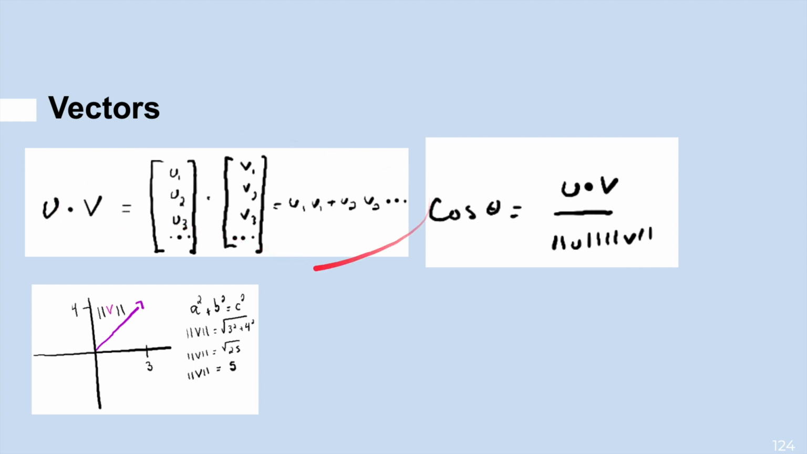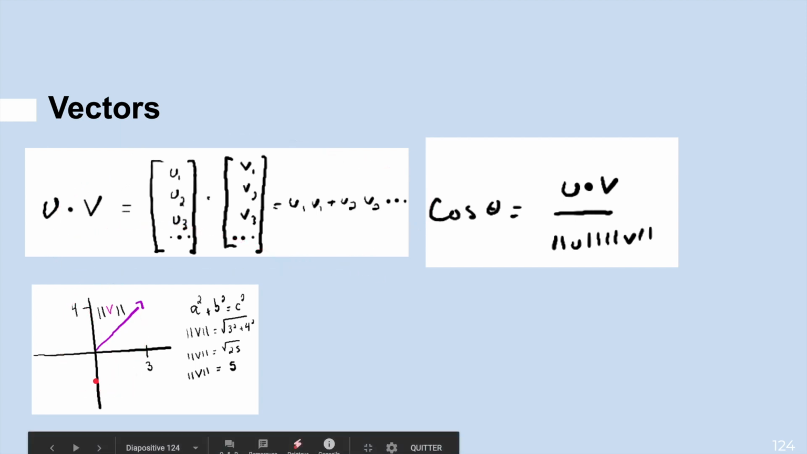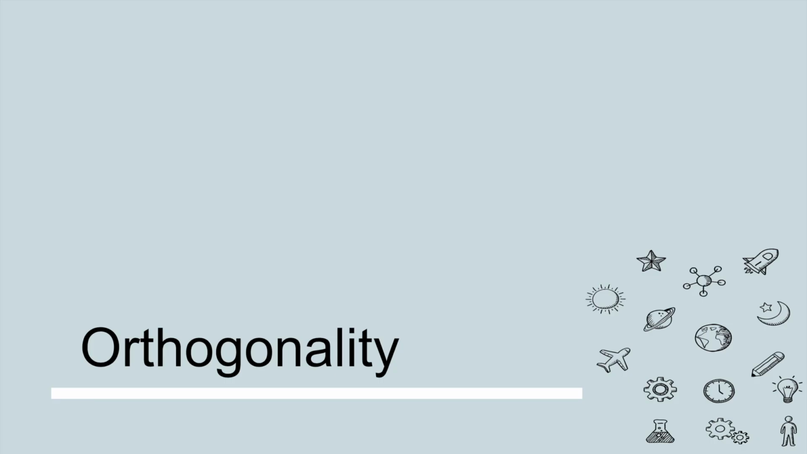So this is the dot product, this is the vector, this is finding the norm, and then finding the angle. So the next video is going to be moving on to the second half of the playlist, going to orthogonality, and a whole bunch of new things.